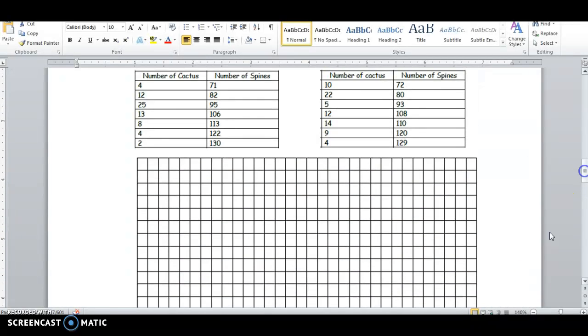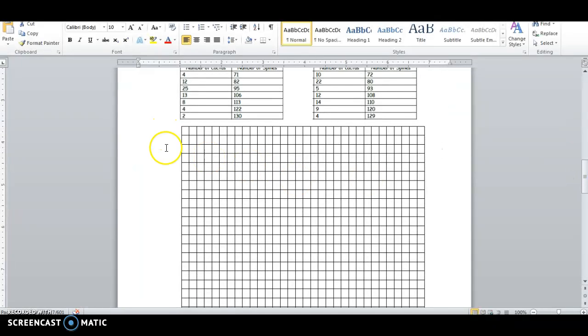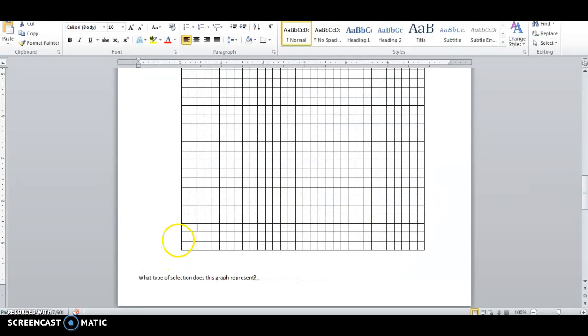So I'll scroll back up. Let's zoom out here. So the y-axis is this up and down one. Okay, so we're going to write number of cacti on this y-axis, and it says count by ones. Okay, so you're going to start down here. You're going to count 1, 2, 3, 4, 5, 6, 7, 8, etc.